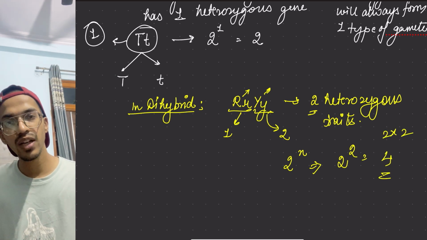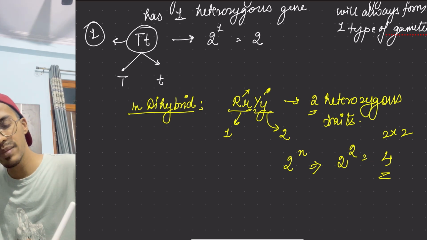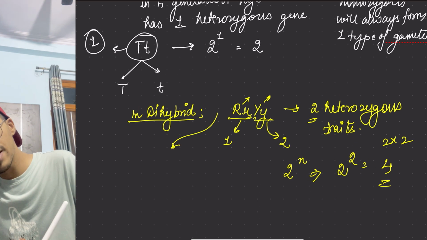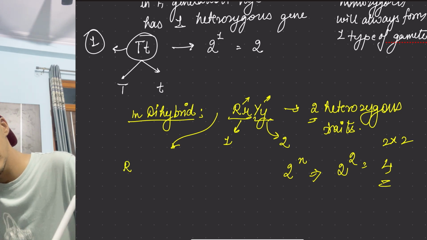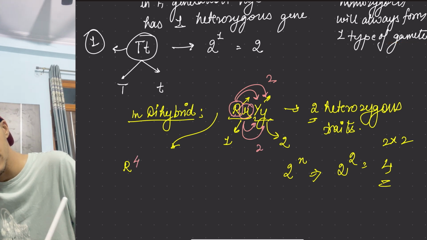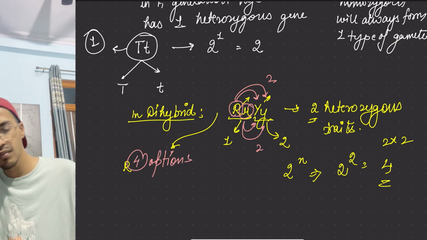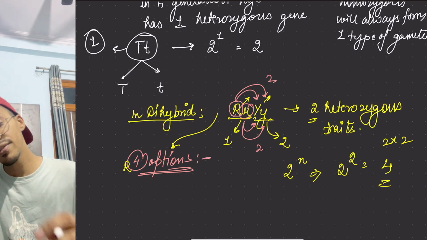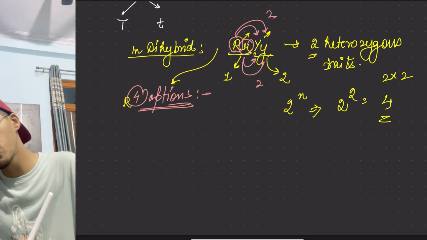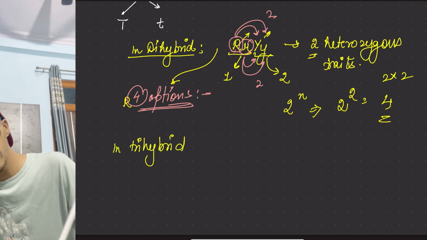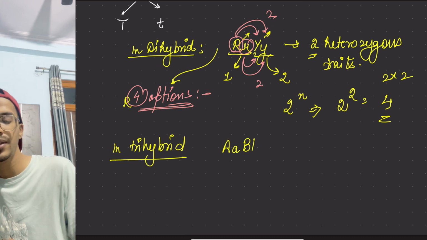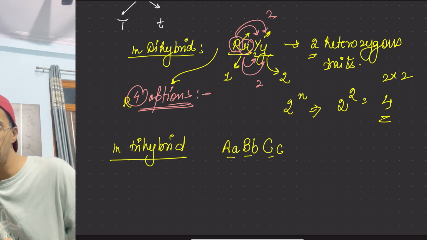Now let's see whether they will make 4 types of gametes. Yes, they will. We remember that when we are making it, one capital R has the option to go with this and this, means 2 options. The small r also has 2 options. That is 4 options. So this would be the way of doing it. Now if there is a trihybrid, till now we haven't made it, but we will do it. So if it is a trihybrid, like for AA, BB and CC, means 1, 2, 3, so 3 heterozygous traits are there.